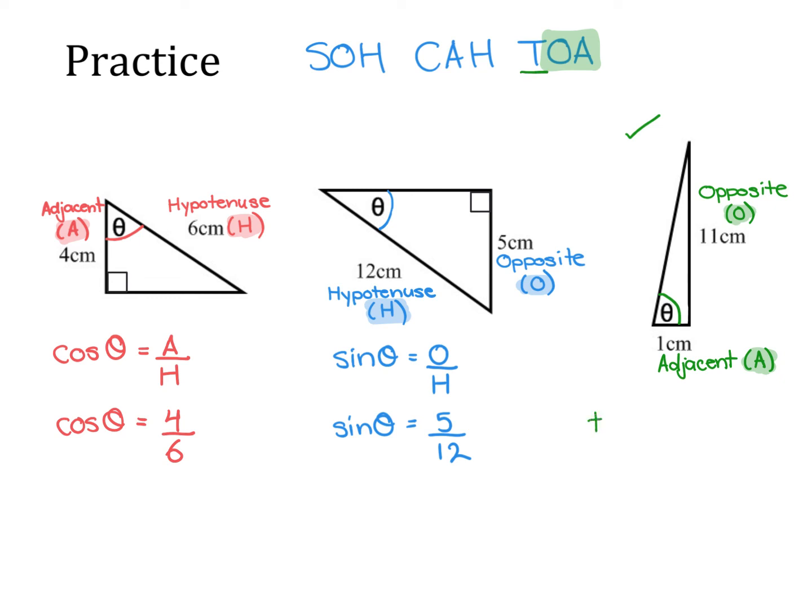So start out by writing tan, and the angle next to it is equal to, O comes first, so we're going to write O on top. And then A comes second, so we're going to write A at the bottom. And now let's fill in the values. So tan of theta is equal to, O is 11 and A is 1. And there is our ratio for our third triangle.